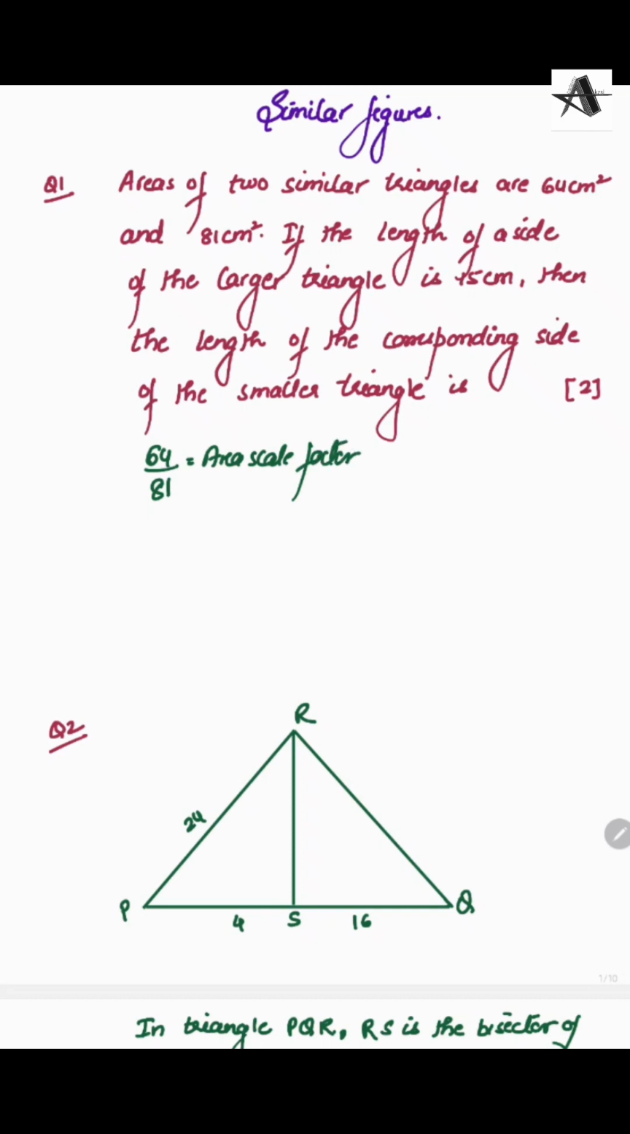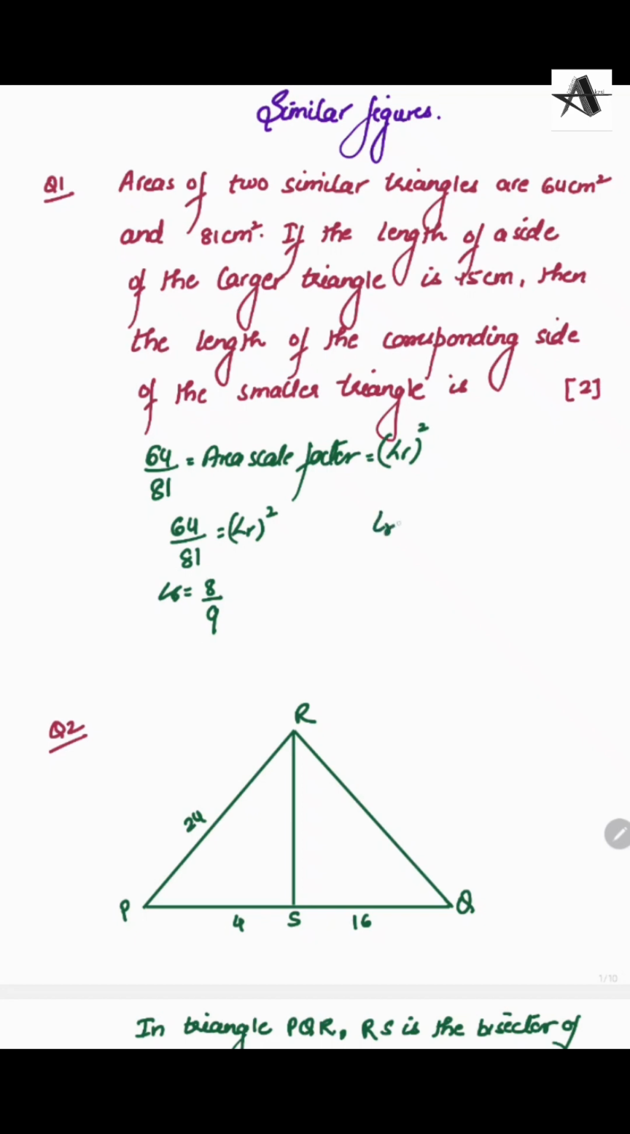And area scale factor is also length scale factor whole squared. So 64 over 81 is equal to length scale factor whole squared. Taking the root on both sides, it will be 8 over 9. Obviously, you'll get plus minus, but length scale factor is only positive, that's why I'm taking only the positive value. So length scale factor is 8 over 9.